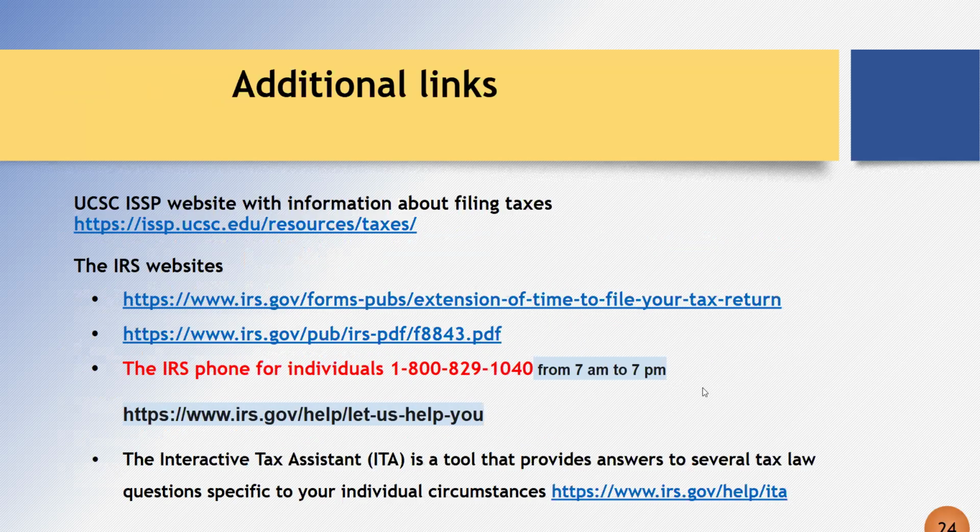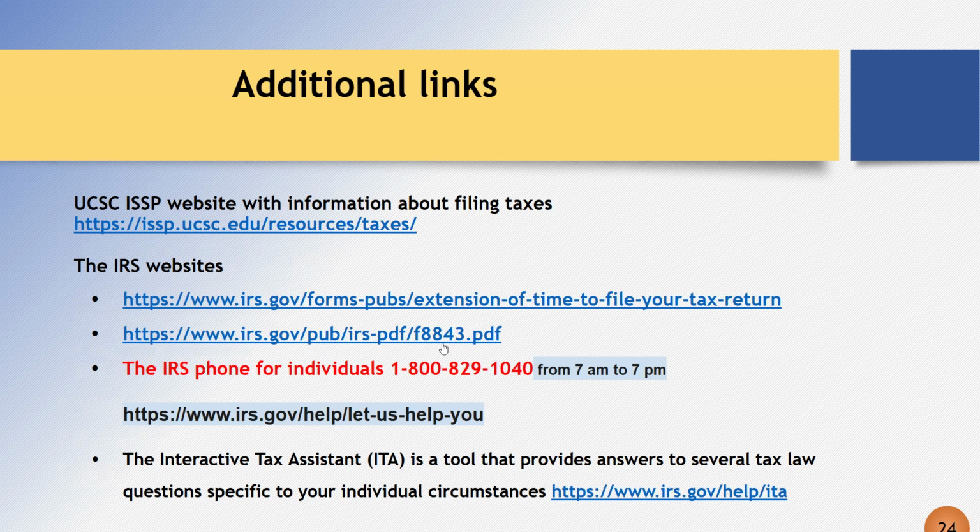And here I also grouped some information which I find could help you with navigating. So of course we have our ISSP website, which is supported by our university and is very good, and we try to keep it up to date. There is the IRS website for filing an extension. It's not automatic. You cannot get an extension until October if you just decide to do so. You have to apply for it.